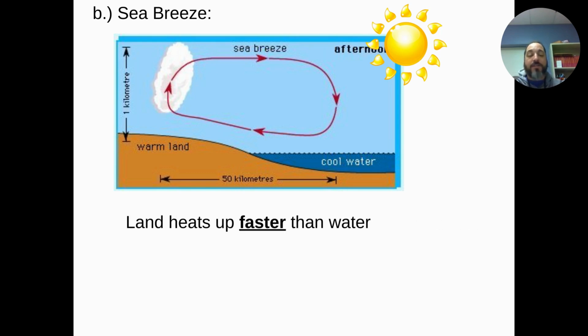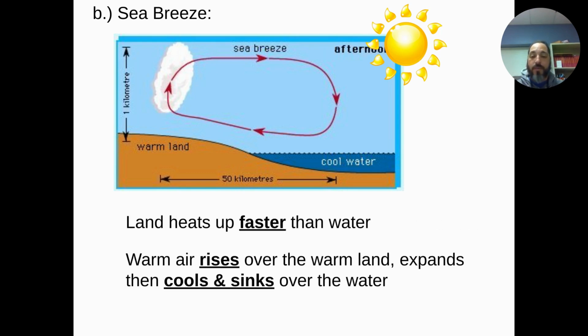So the land heats up faster than the water. Warm air is going to rise, and then it's going to expand, and then it's going to cool and sink over the water because the water is going to be cooler. This is during the daytime, right, when the sun is heating the land.